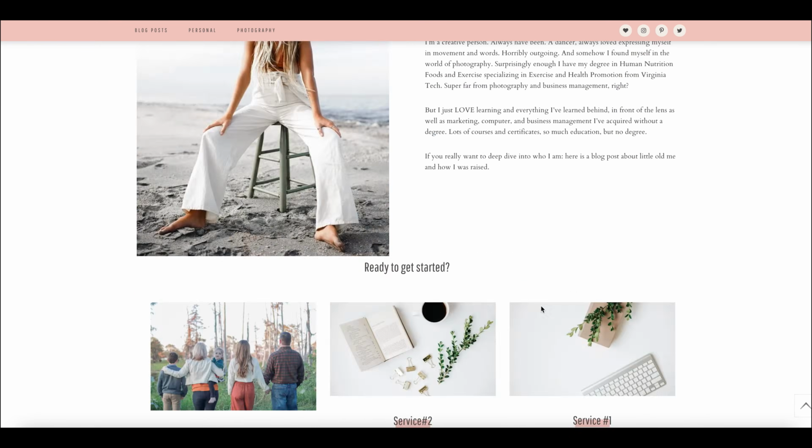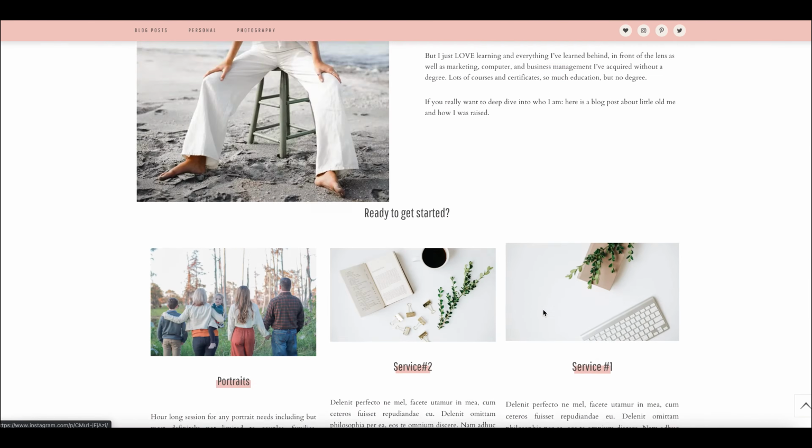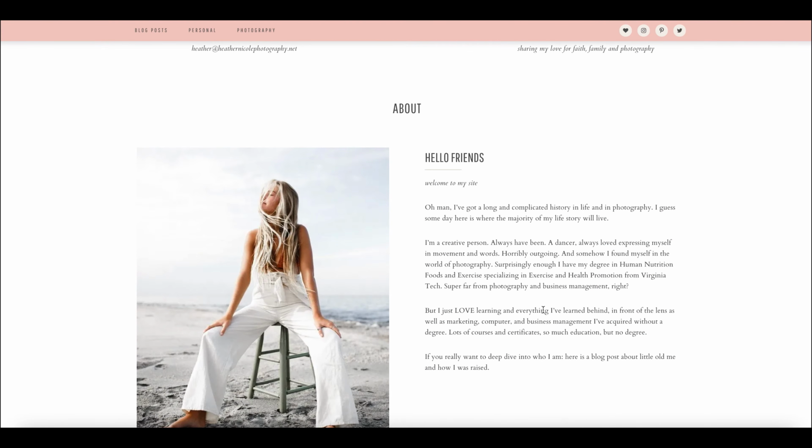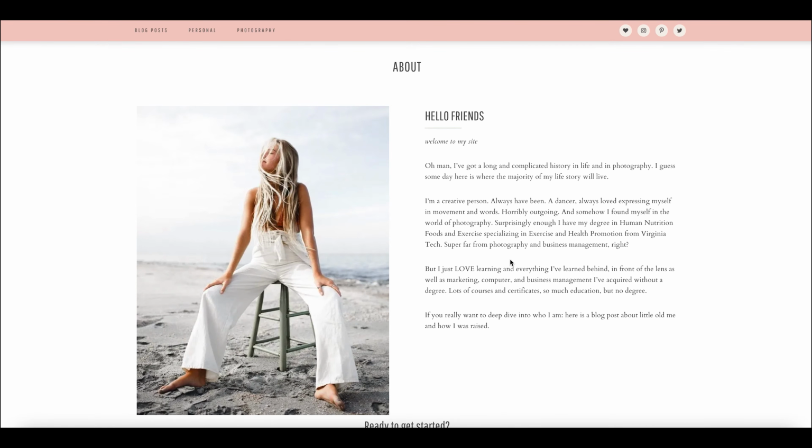So if your Instagram is going to look like this, night and day, back and forth, not consistent, but it's purposefully not consistent, that needs to be represented in your about page. So let's have a photo of you looking at the camera. Let's talk positively about your love for creativity. You just had to pursue it, even though you specialize in health and exercise from Virginia Tech. Let's say nothing about not having a degree.